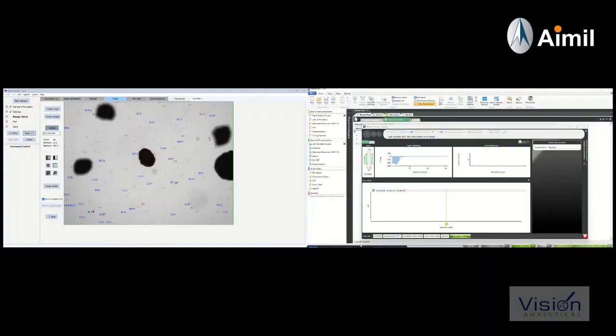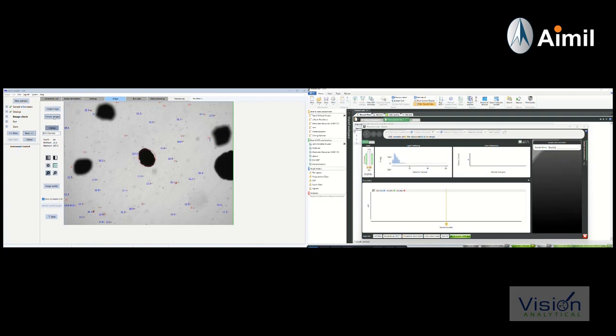What we're running here is a proppant material, which is going to be analyzed on the right with a laser diffraction system and on the left with a dynamic image analysis system. The sample is the same sample that's being run through both systems.